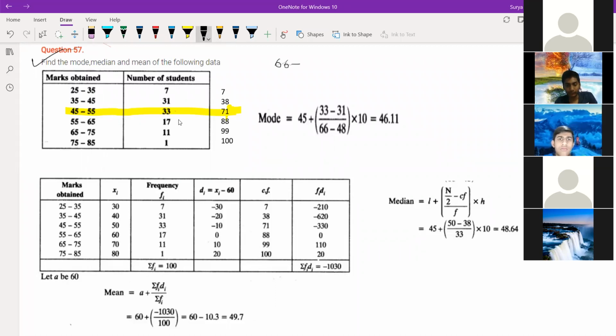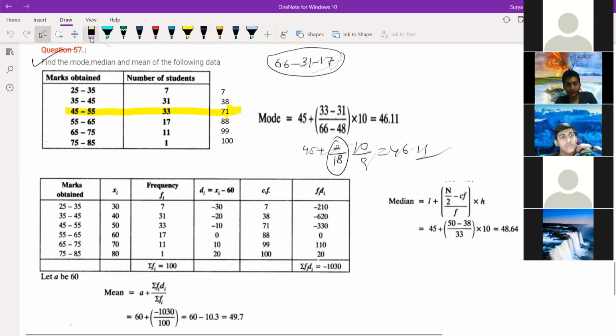66 minus 48, 66 minus 48 only, right? So this will come 45 plus 2 divided by 18, which is 2 by 18, that is 1 by 9. So 10 by 9, you'll get 46.11. Check, you will get 46.11 only.